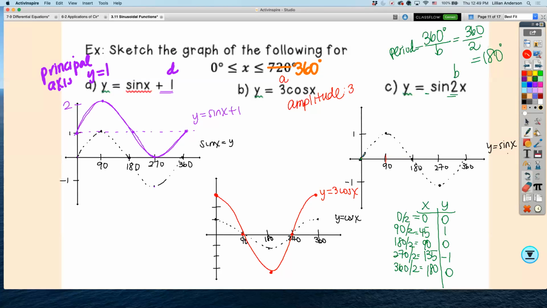So I'll be at 0, 0, 45, 1. 45 is halfway in between 0 and 90. Then I'll be at 90, 0. 135, -1. 135 is halfway in between. And then 180, 0. Then I'll connect all these points and you'll see that the graph of sine has literally been squished in. And now one complete cycle happens within 180 degrees.